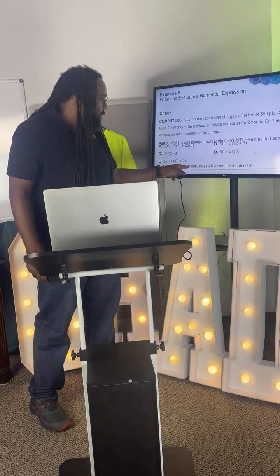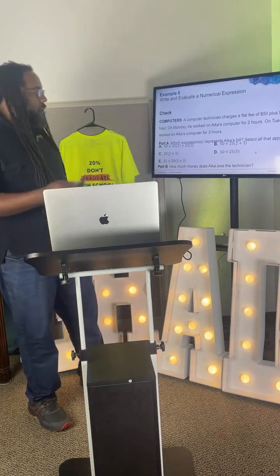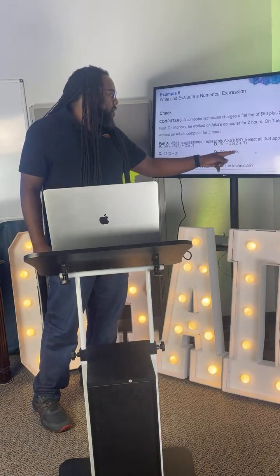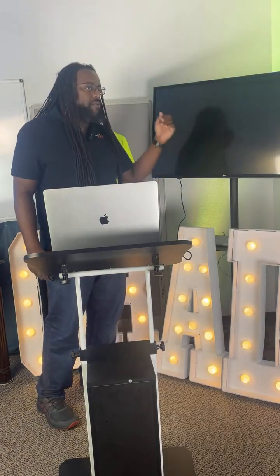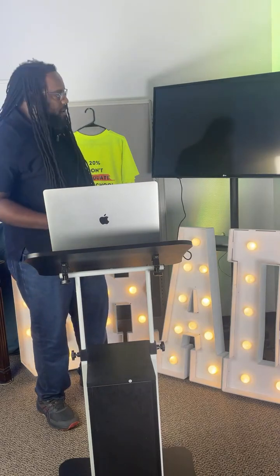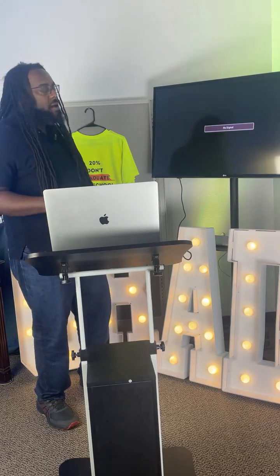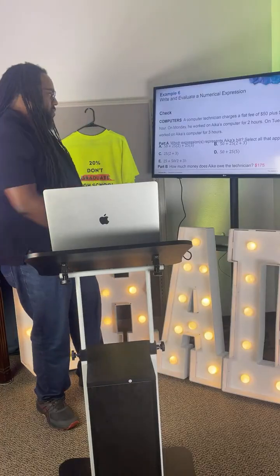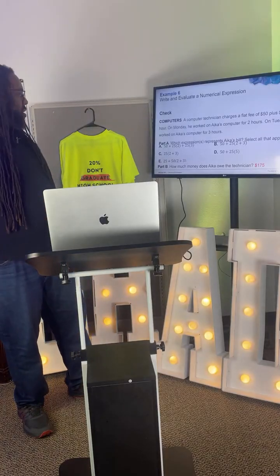And B, how much money does Aika owe that technician? So we would just have to do that math. 25 times 5 is 125. Oops. Let me get my computer back. And then we add that flat fee of 50. So that will equal 175. Boom. If you got that on your own, good job.